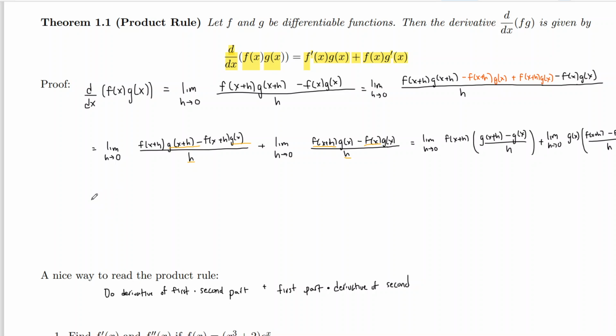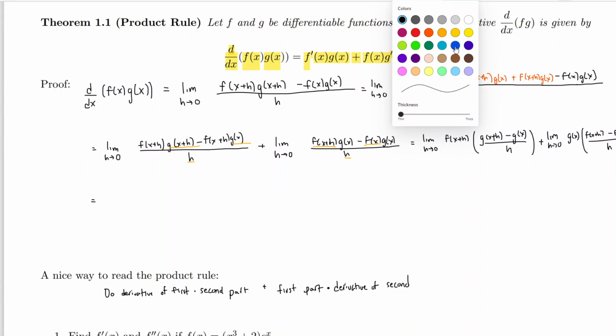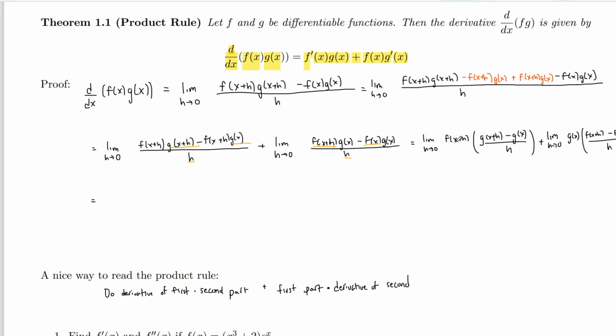Right, and at this point, we can actually do the limit. We don't have actual formulas for f of x, g of x, so we can't conclude anything concrete. But what happens if I plug in h equals 0, or do the limit as h goes to 0? Well, for this part here, the f of x plus h, that's just f of x.